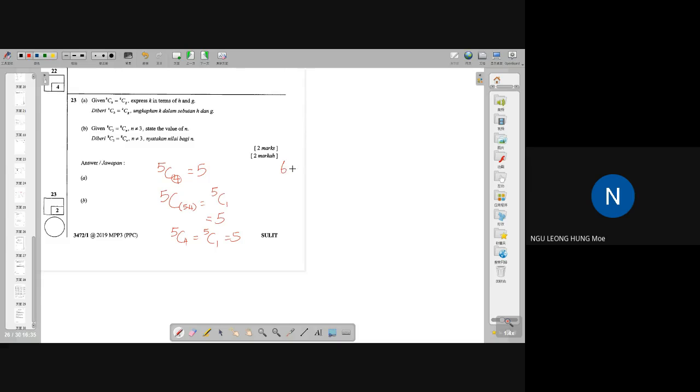Kalau 6, ini berapa pula? 15. Kalau 6, ini pakai 2 kan? So, ini pakai 4, sebab dia tolak. Okay, berapa? 15. So, agak-agak faham sudah ke maksud saya?